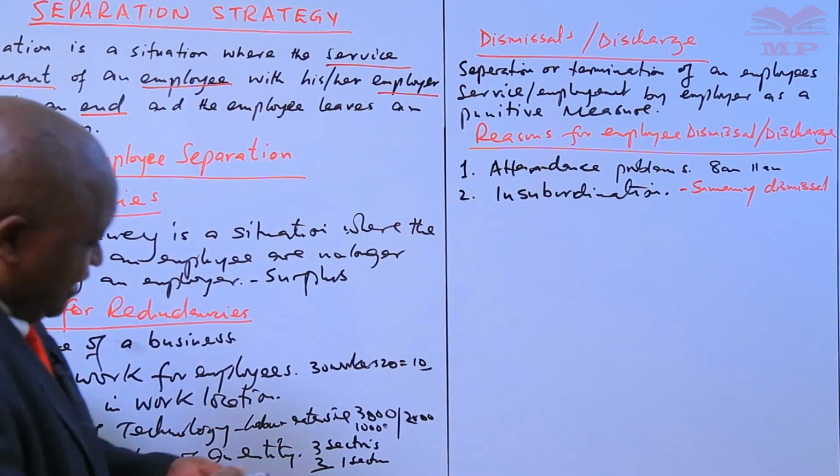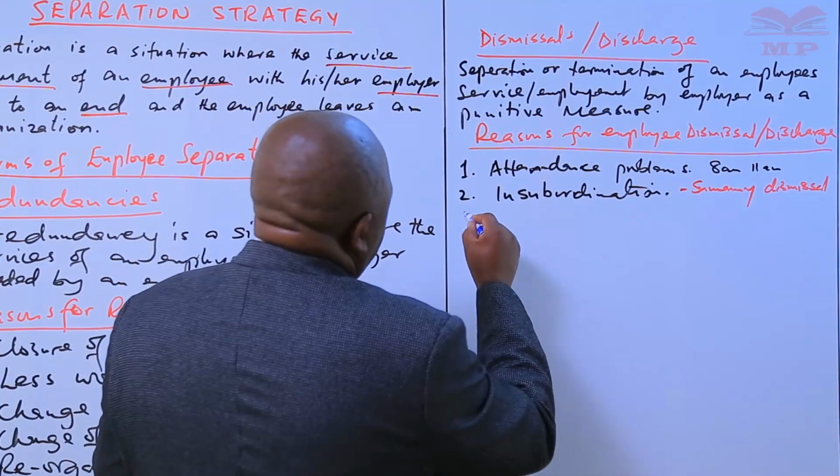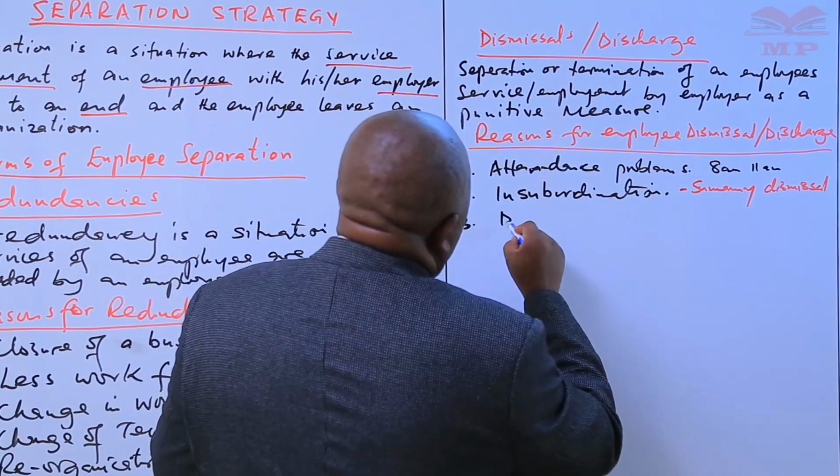Then there is the element of three, dishonesty.